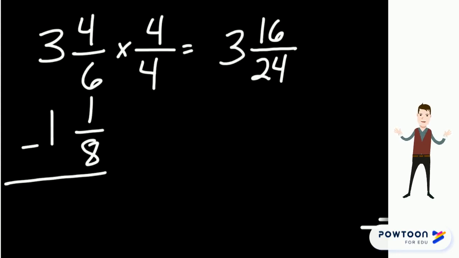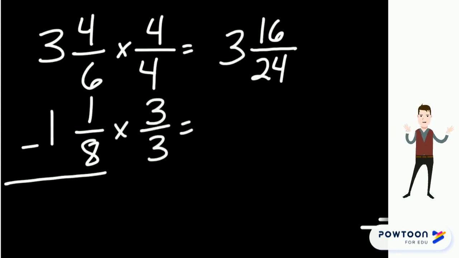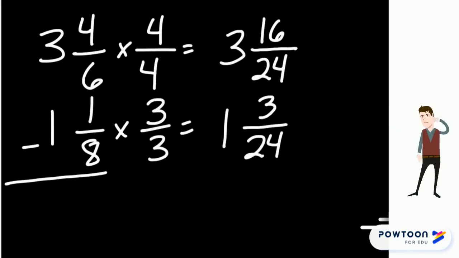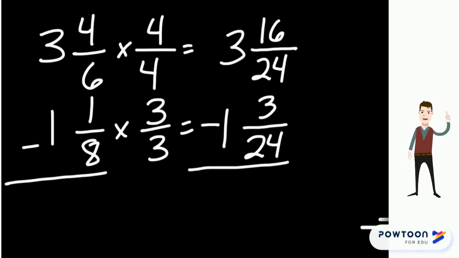I would then multiply 1/8 by 3 over 3 to get 3 over 24. That leaves the fraction as 1 and 3 over 24. Now that the step is done, it is time to subtract our fractions. 16 over 24 minus 3 over 24 is 13 over 24.